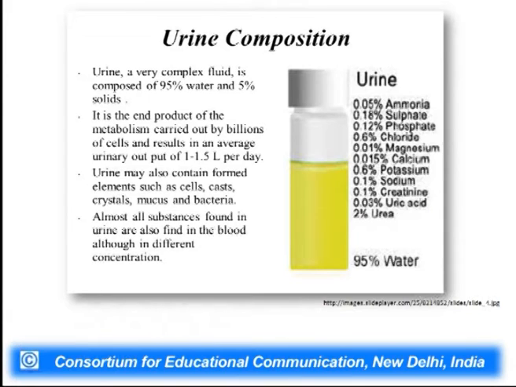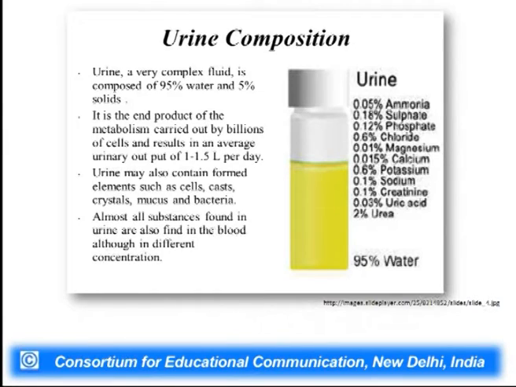So we know that urine is a complex fluid which contains about 95% water and 5% solid. Urine is basically an end product of the metabolism carried out by the billions of cells present in our body, and every day we have an output of about 1.5 liters. Urine may contain various cells, casts, crystals, mucus and bacteria. All these things are detected with the help of urine analysis.